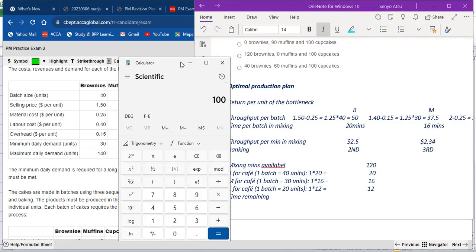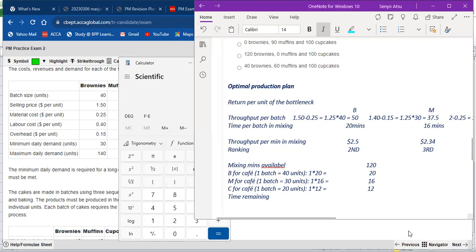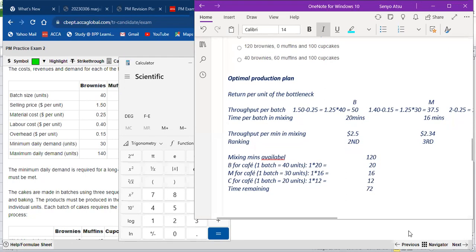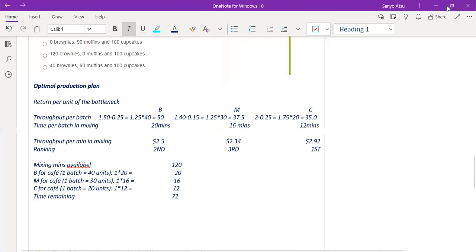120 minus 20 is 100, minus 16 and 12 is 28. So time remaining is 72. Now, I need to pay attention to the products according to their ranking. Cupcakes is first.